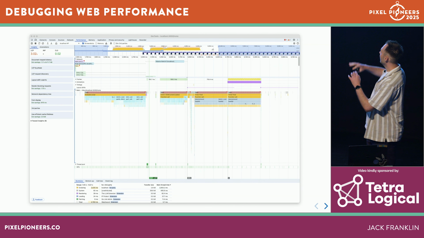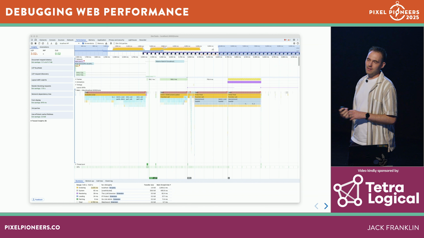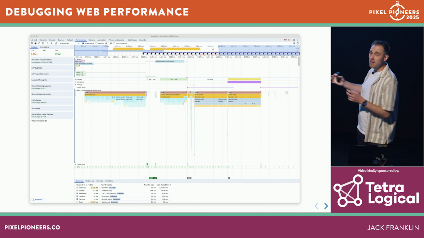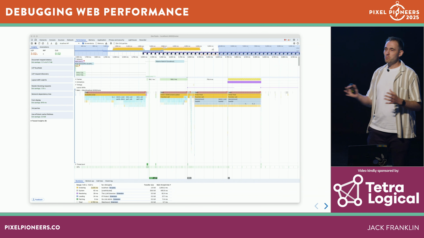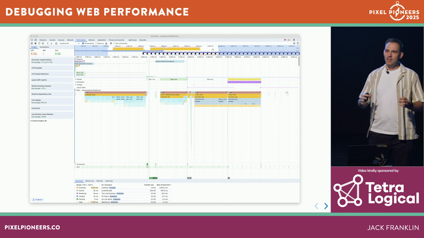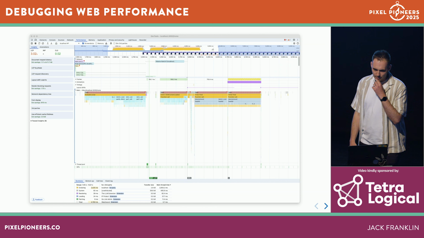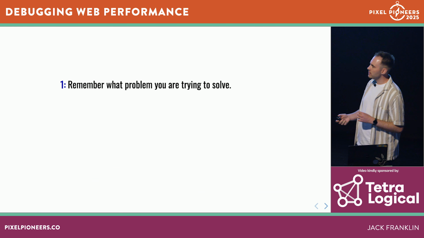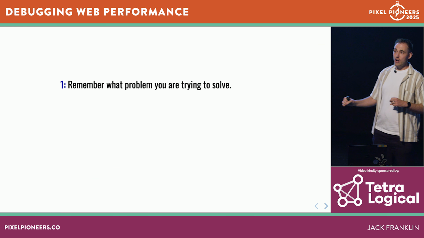But the good news is that performance tools, like in this case the DevTools Performance panel, are showing you as much data as we can possibly show you because we don't know exactly what it is you're trying to debug. We just want to throw you all the information to let you make sense of what you need to make sense of. And so whenever you're using these tools, it's important to remember what you're trying to solve.